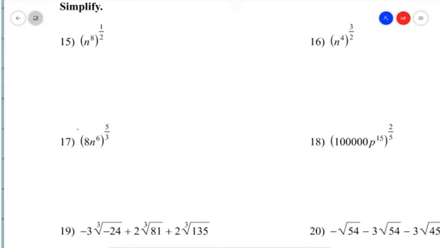Now in this next part, when we're simplifying, we're going to be using our exponent rules. So we're taking a power to a power on number 15. So a power raised to another power, we're going to multiply them. So we have n to the power of 8 times 1/2, which is n to the power of 4.